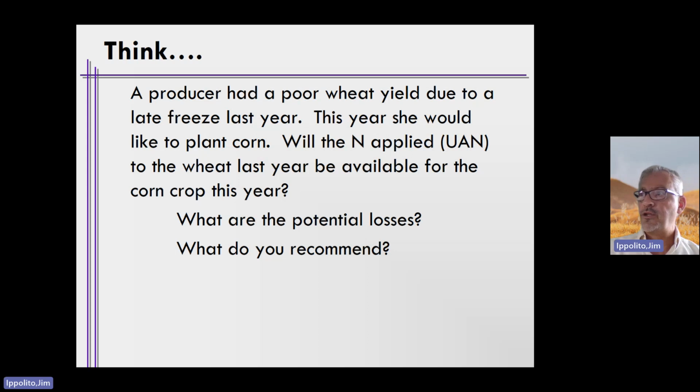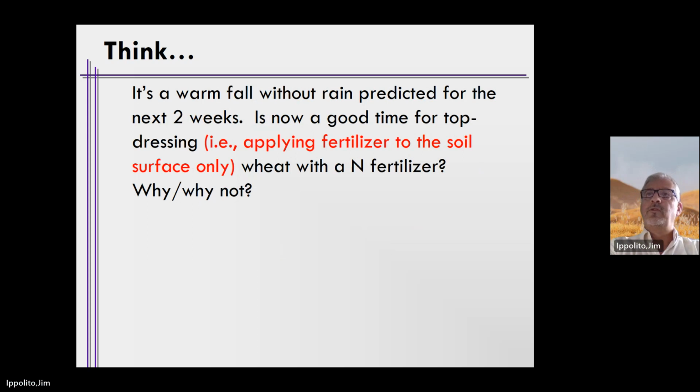Let's look at another think question. So let's think about this. It's a warm fall without rain predicted for the next 2 weeks. Is now a good time for top dressing wheat with a nitrogen fertilizer? And by top dressing, I mean applying fertilizer to the soil surface only. So why or why not? This is a bigger question than what I'm presenting to you here. So is now a good time to top dress with a nitrogen fertilizer?